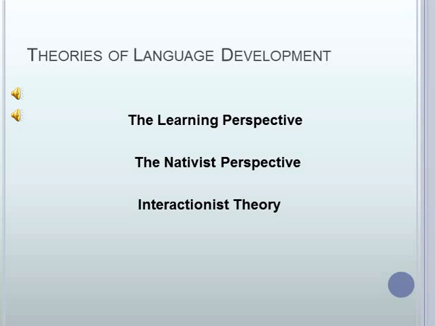The learning perspective argues that children imitate what they see and hear, and that children learn from punishment and reinforcement. The nativist perspective argues that humans are biologically programmed to gain knowledge. The third, interactionist theory, argues that language develops in both biological and social ways. Interactionists argue that language learning is influenced by the desire of children to communicate with others.